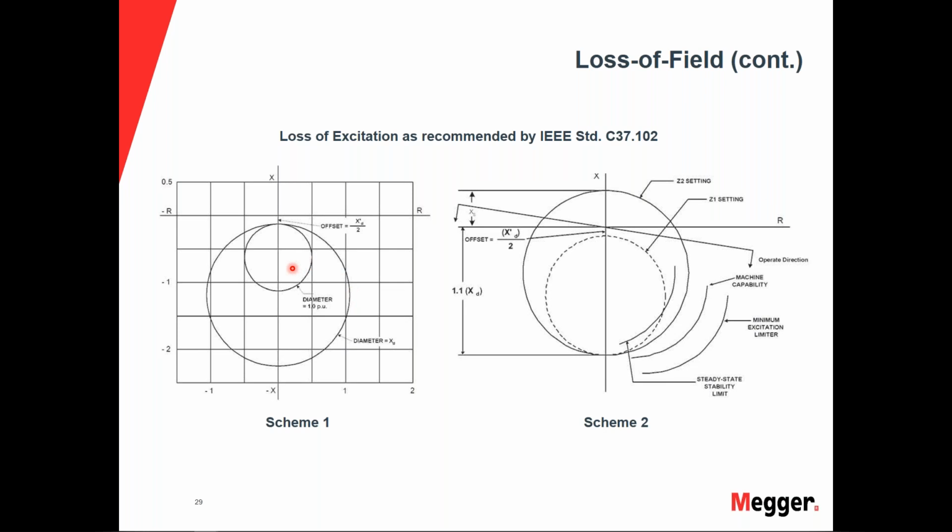So what we're trying to do, even in the zone 2, and we'll go over that in the next slide, is that our time delay zone is what we're using this one for. We want to allow the plant operators enough time to be able to get the loss of excitation issue resolved before we actually have to trip it offline.